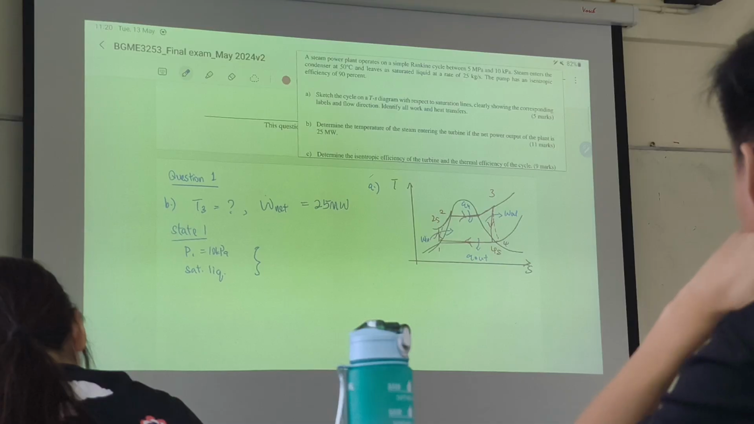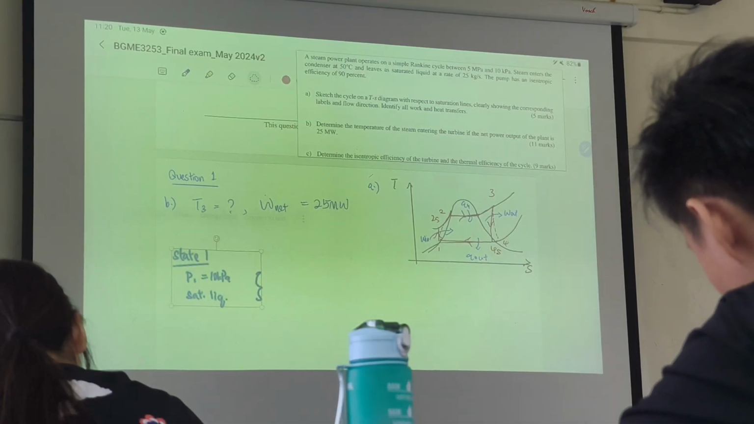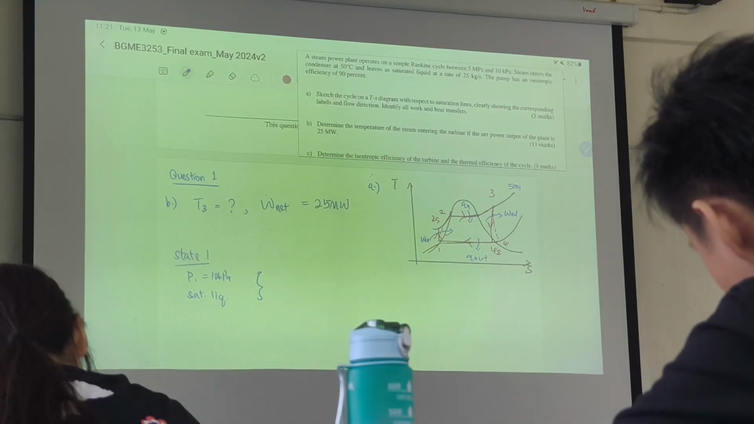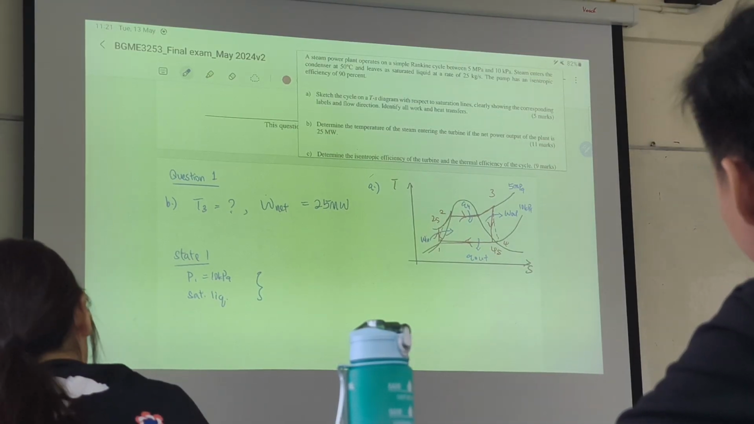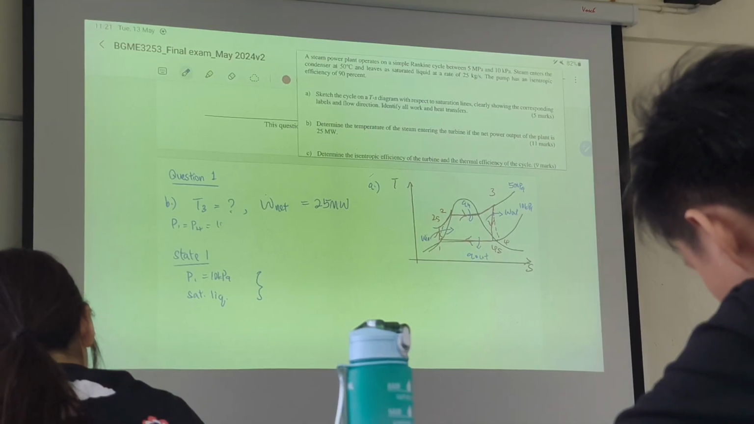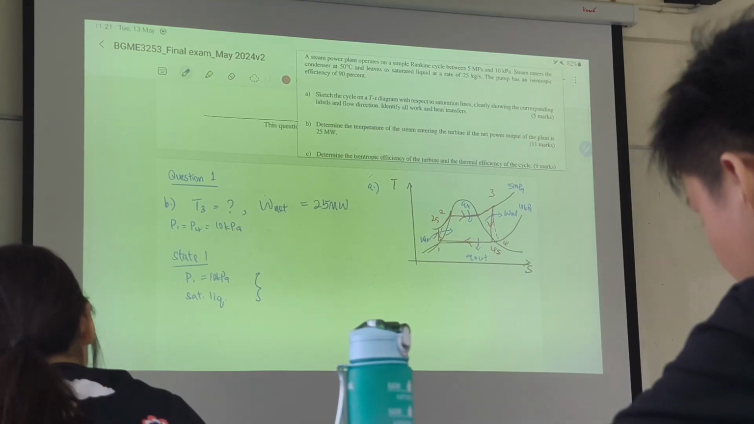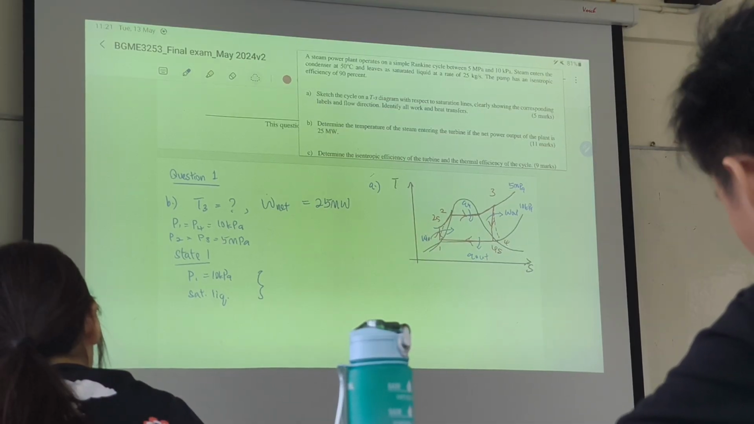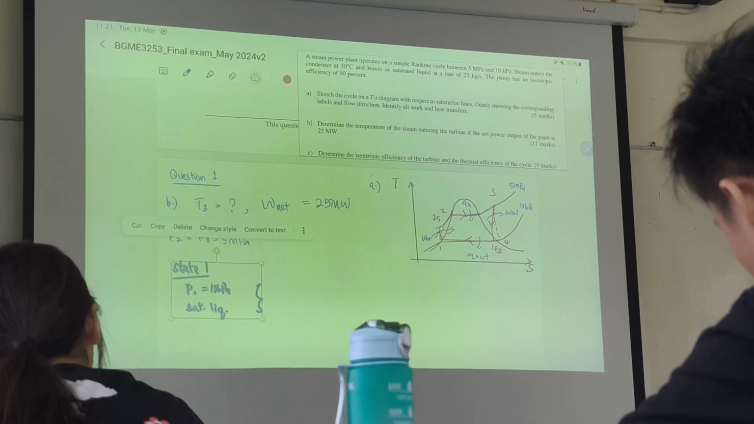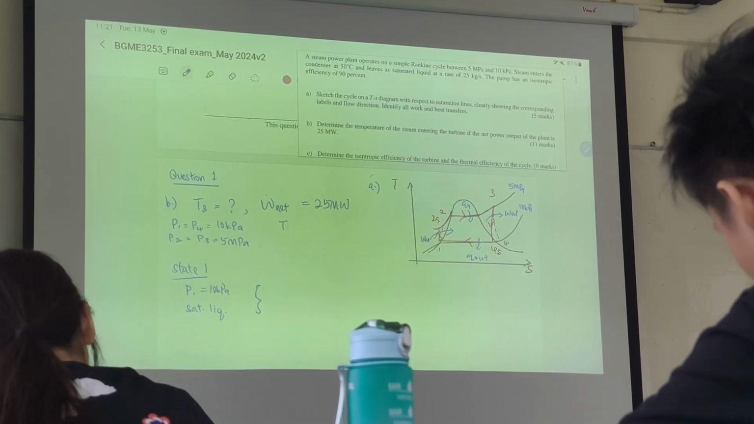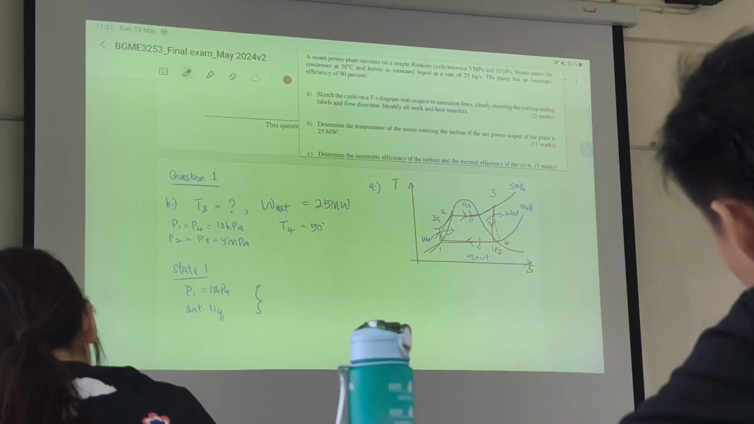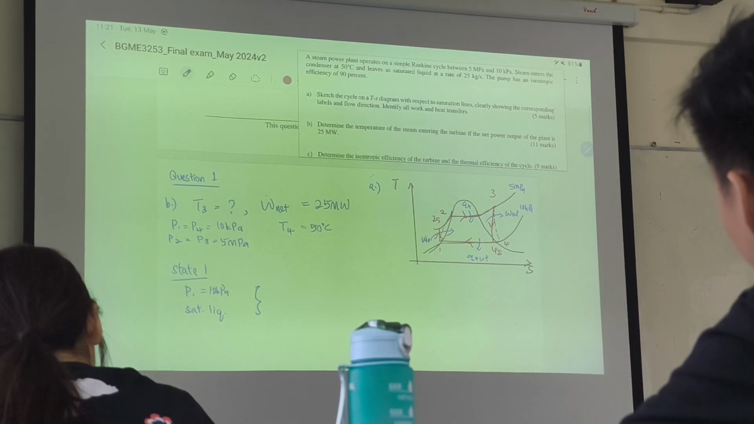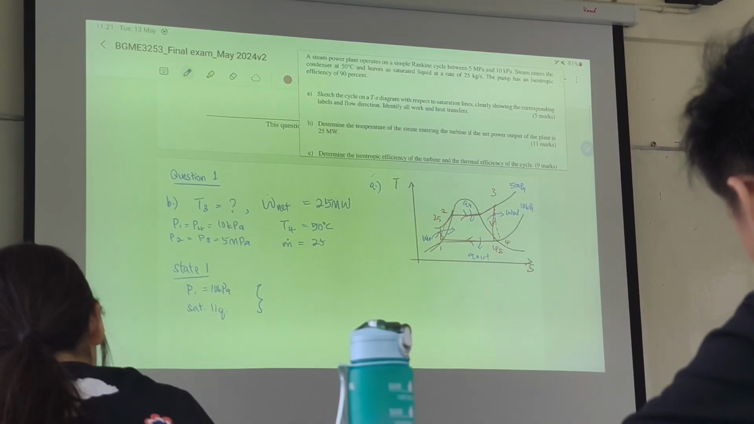Sorry, that one. Okay, so let me write down the information here first. So yeah, I jumped a bit, so we complete that. Between 5 megapascal and 10 kilopascal, so we do have the two pressure limits. So we know that P1 equals P4 is 10 kilopascal. We know that P2 equals P3 equals 5 megapascal. And we know that T4 is 50 degrees Celsius because it enters the condenser at 50 degrees Celsius. And at state 1, saturated liquid, and mass flow rate is 25 kilograms per second.